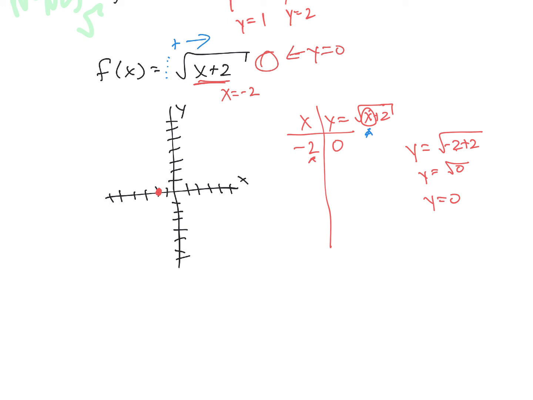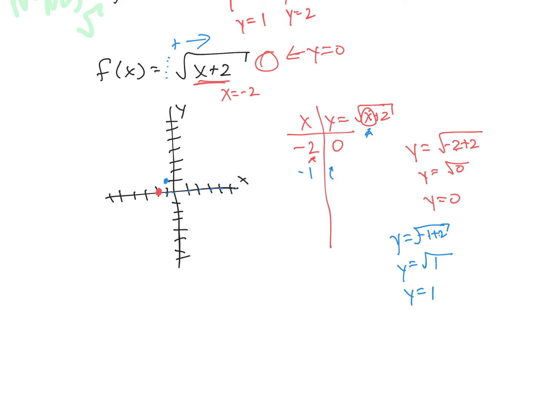Well, I could say there's a negative 1, 0, 1, 2. I can use any of these points, any points that I like, okay? But I'm going to try to keep it easy for myself. So I'm going to say y is negative when x is negative 1. And the reason I'm choosing negative 1 is because I know the square root of negative 1 plus 2 is 1. And so y, the square root of 1 is 1. So I'm going to go negative 1, 1.